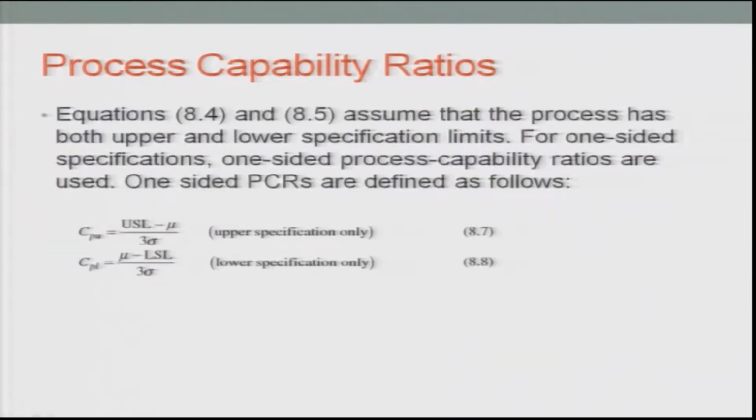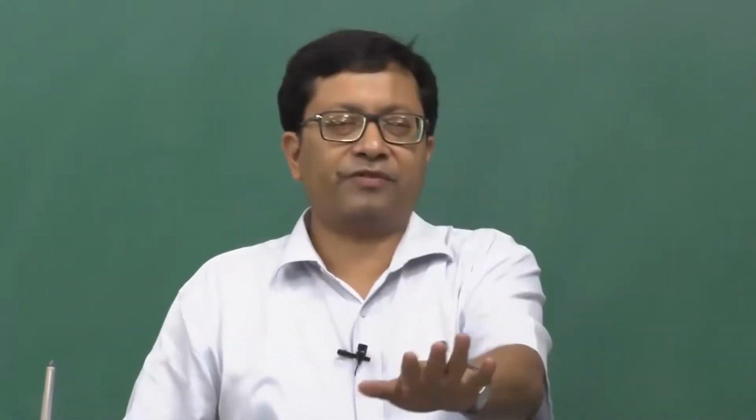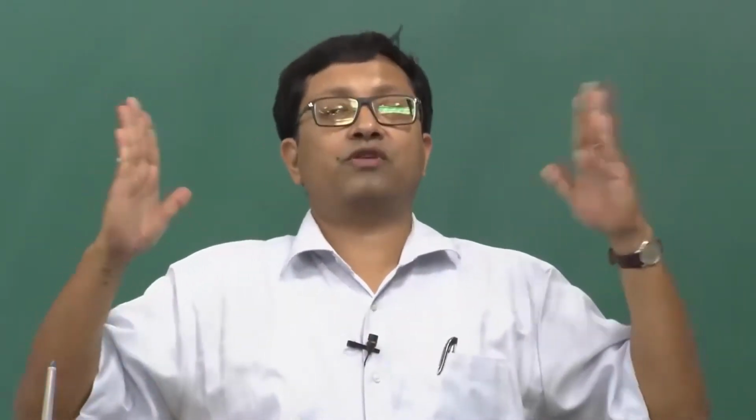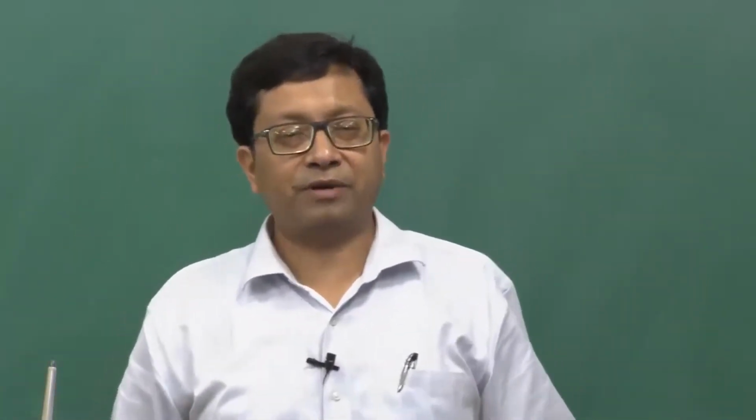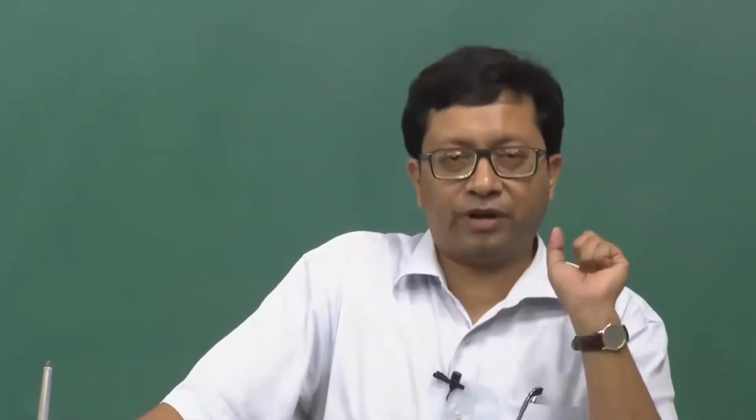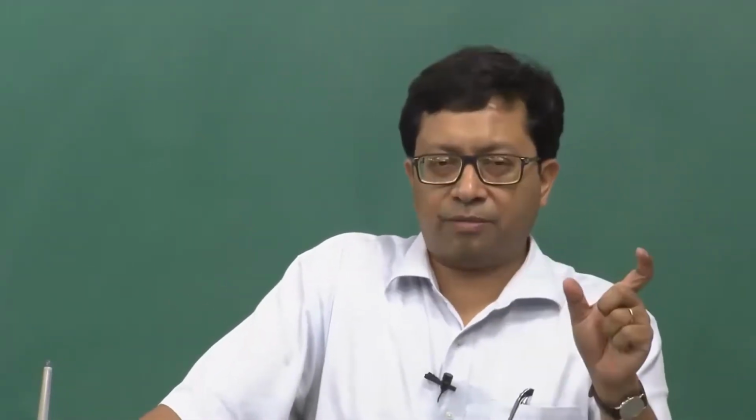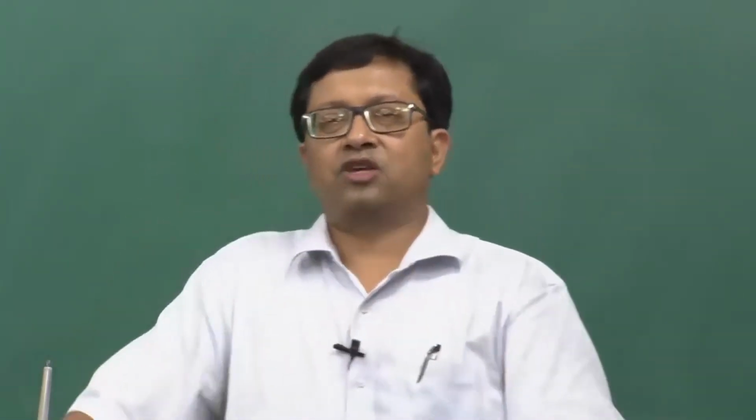Continuing the process capability ratios. These equations assume that the process has both upper and lower specification limits. For one-sided specifications, one-sided process capability ratios can be utilized. In this case it will basically be the upper control limit minus the mean value, or the mean value minus the lower control limit. Obviously in that case it would not be divided by 6 sigma now, because 6 sigma was the overall coverage. So, it will now be divided by 3 sigma. If it is upper control minus mu divided by 3 sigma, we find the process capability ratio, or PCR, and in the other case, if you are going to the left, it will be mu minus the lower value divided by 3 sigma.